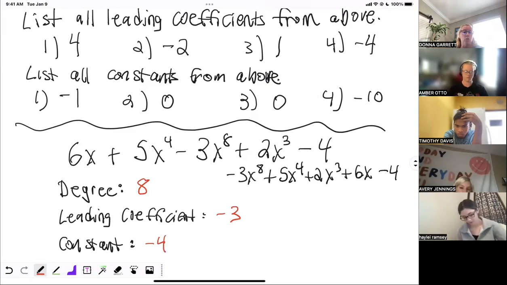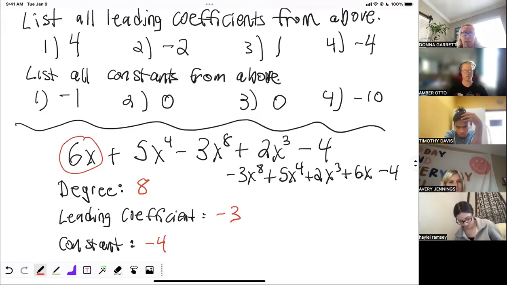So always make sure they are in standard form before you answer your questions. I don't want you to go right to the front and go, oh, the degree is 1 and the leading coefficient is 6. No, make sure it's in standard form first, or rewrite it in standard form. Questions? Polynomials are sort of fun. We're gonna do a lot of things with polynomials.